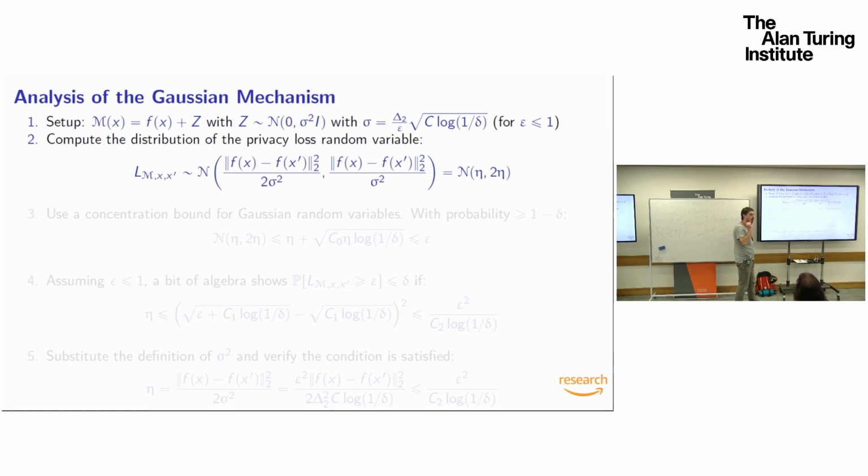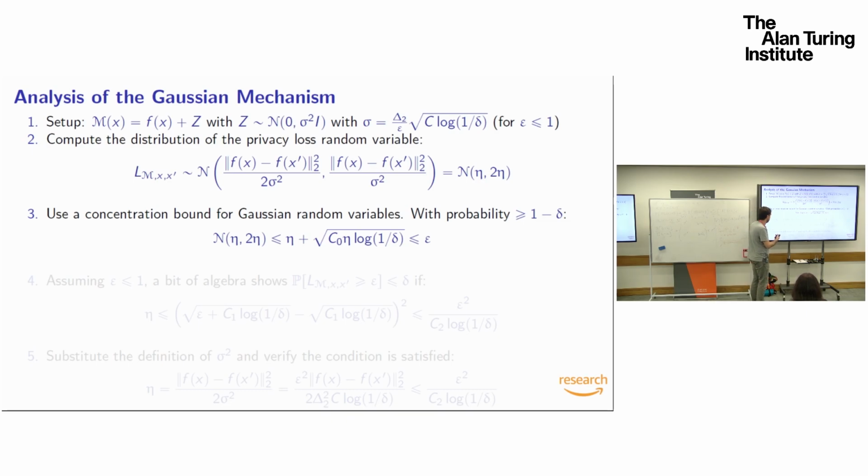Okay, so now recall, I want to show that this mechanism is differentially private, and I want to use this sufficient condition that says that I want to show that this thing is small, less than epsilon, with high probability, probability 1 minus delta, or that it is bigger than epsilon with probability less than delta. But that's a Gaussian. So that's an interesting observation. The privacy loss of the Gaussian mechanism is a Gaussian itself. That doesn't happen for any other mechanism I'm aware of. But that means that to bound this probability, I can use concentration bounds for Gaussian random variables.